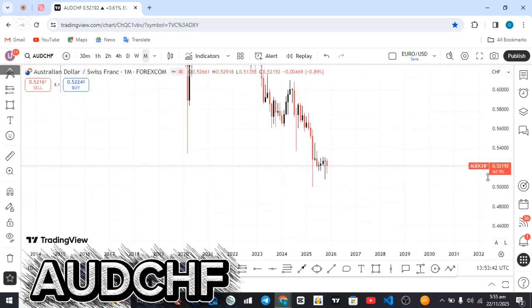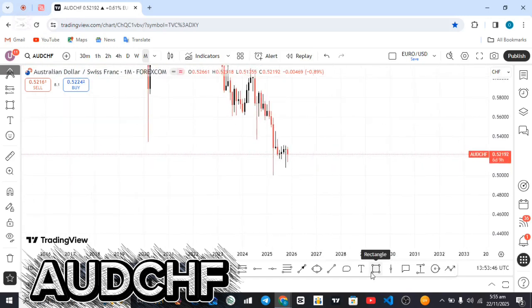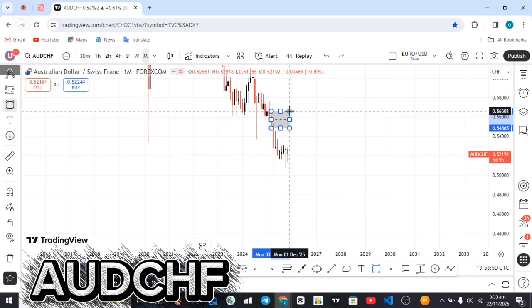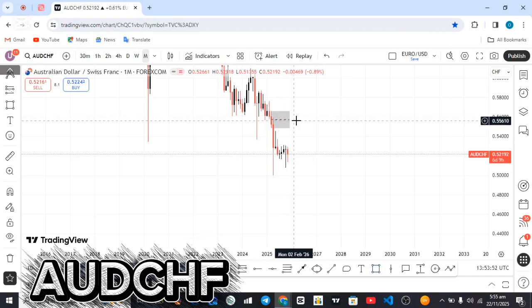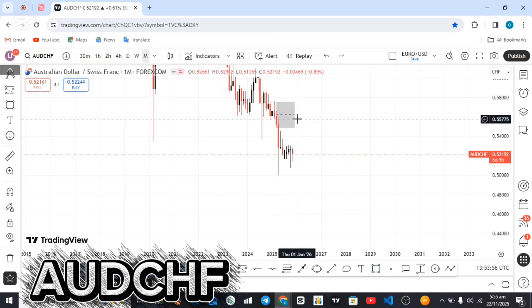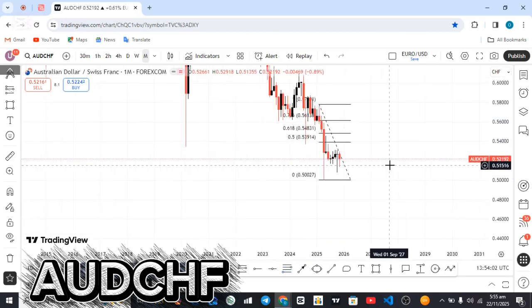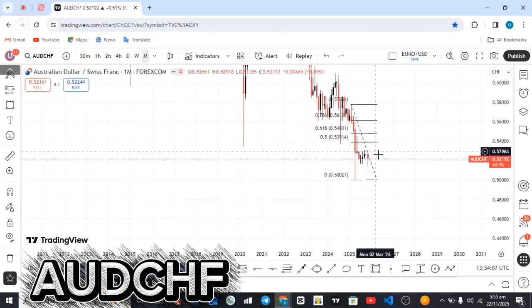Even if they ask you to spot the POI here on AUDCHF, we can see we have a point of interest around this level. We have a bearish point of interest around this level, something that looks like this. Let me plot my Fibonacci and show you from this high down to this lowest point. As you can see, price is currently trending at just a premium level.